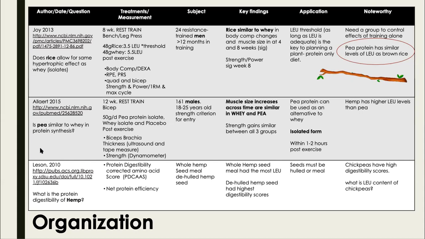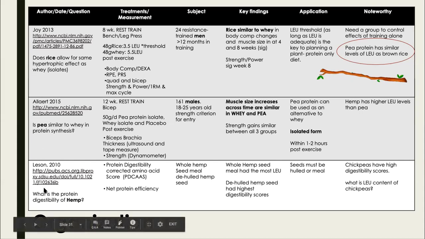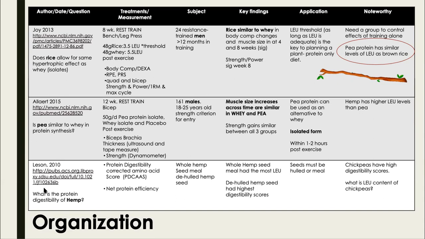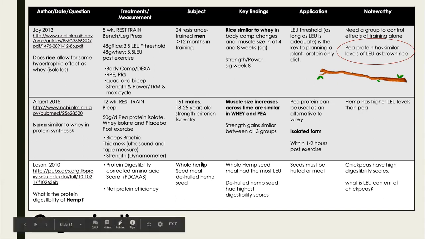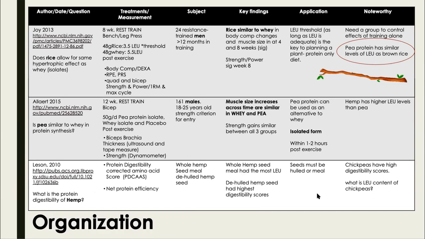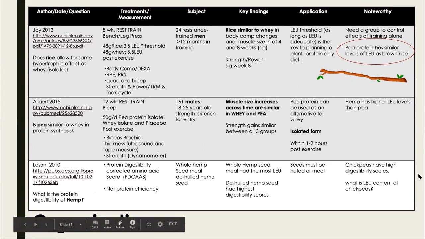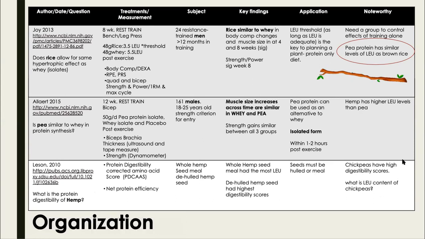So the next article we would look at is, what is the protein digestibility of hemp? We looked at the net protein efficiency, and they found that whole hemp seed meal had the most leucine, and de-hulled hemp seed had the highest digestibility scores. So the application is that seeds must be whole or in a meal. Noteworthy from that, chickpeas have high digestibility scores, and then a question is, what is the leucine content of chickpeas? So you can see each article can lead you to the next one and help expand your search.